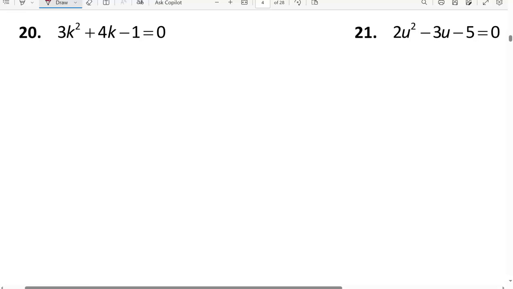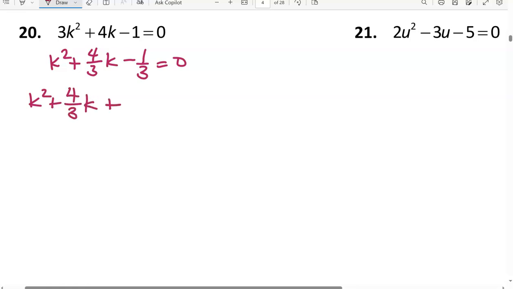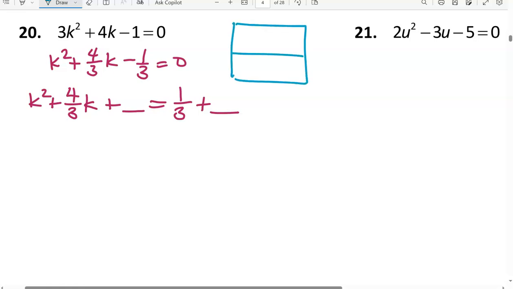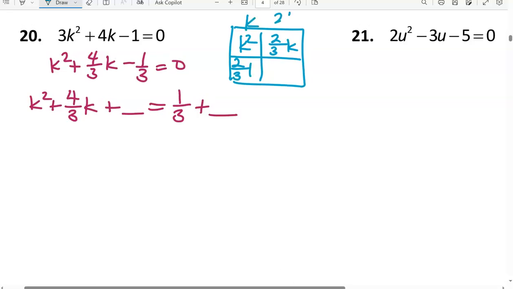In number 20, I'm going to begin by dividing each term by 3. And then moving the 1/3 to the right side of the equation, and at the same time I'm going to insert a plus blank. Let's draw a picture for complete the square. K squared plus, and that 4/3 k divides into two equal pieces, each with 2/3 k. So the factors of the trinomial are k plus 2/3 and k plus 2/3. 4/9 completes the square.